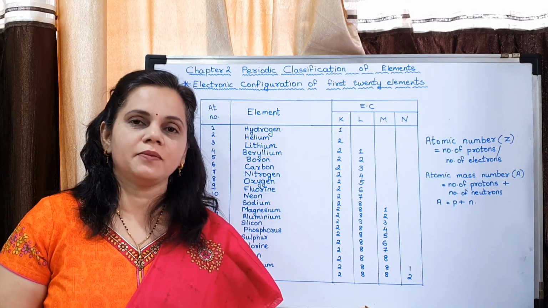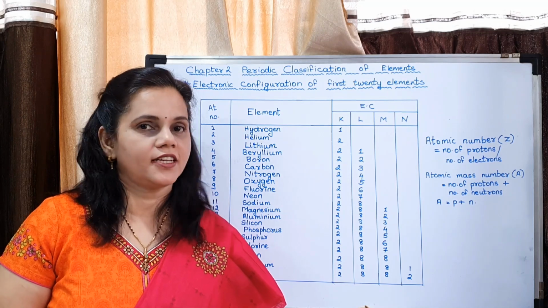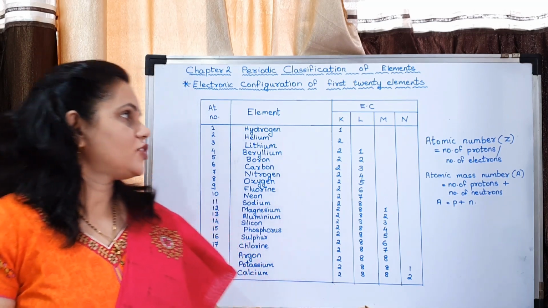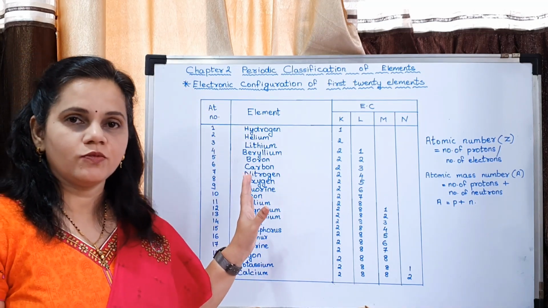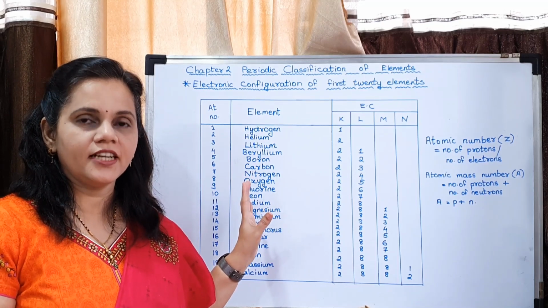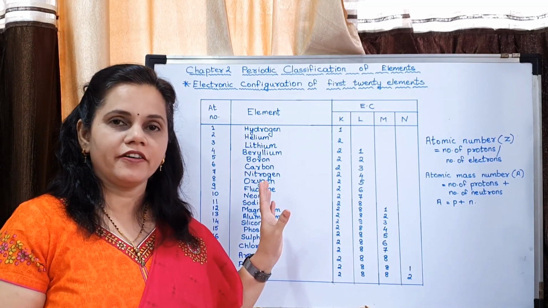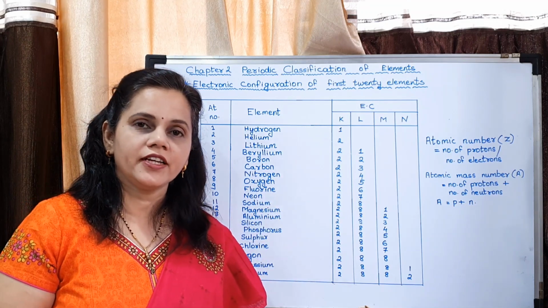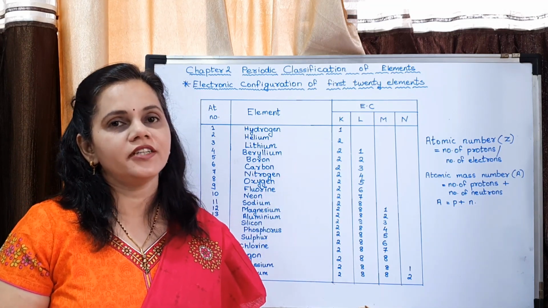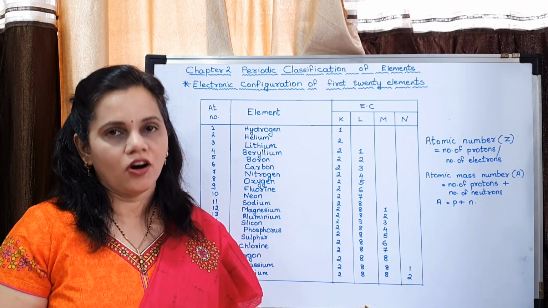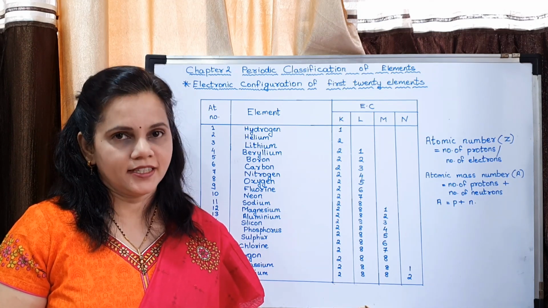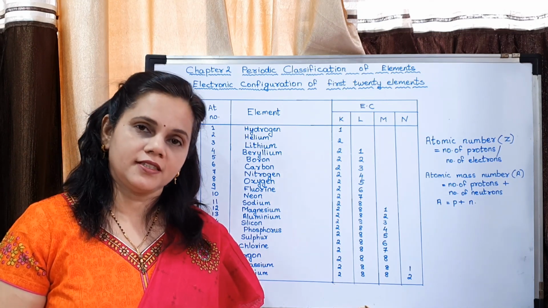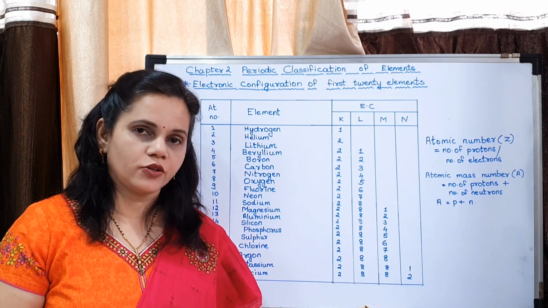Today first I will be discussing the homework which I had given you yesterday. So this is the answer for the homework which I had given you yesterday. Hope you have understood the topic of electronic configuration of elements. What is electronic configuration? It is the arrangement of electrons in orbits. How many orbits in the first shell, how many orbits in the second shell, and so on.